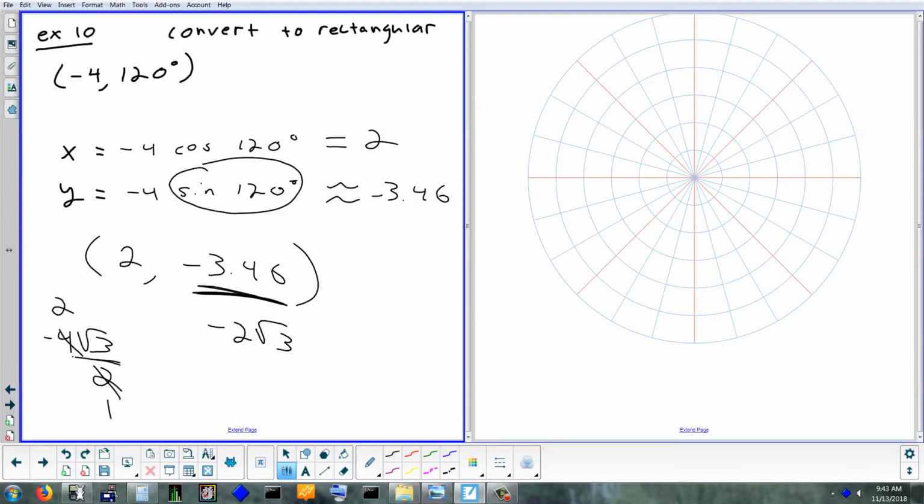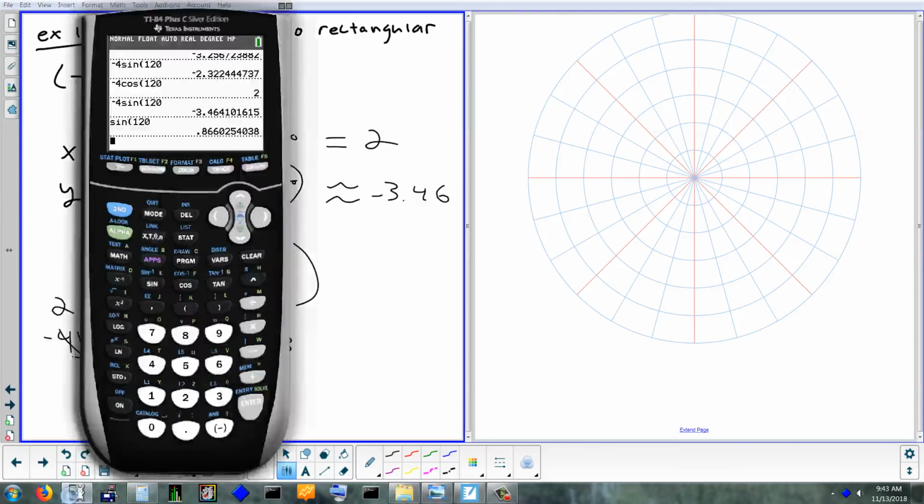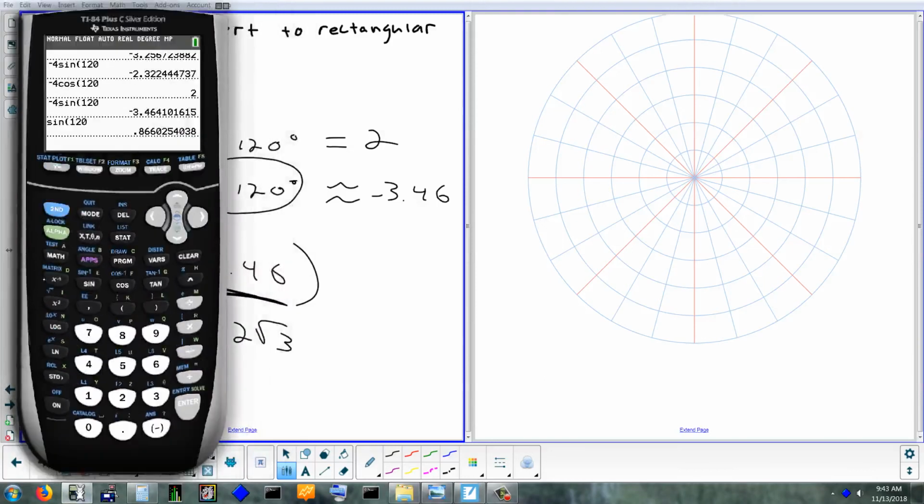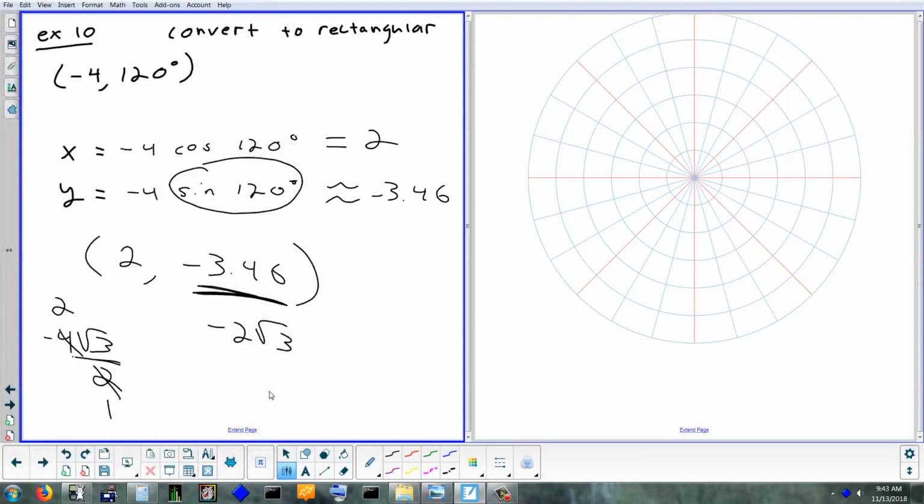-2 square roots of 3. That's the exact answer. But if you're like, wait a minute, I got -3.46, that doesn't look the same. Well, hold on, just type it in. -2 square root of 3, that's what they had on the test. And that's -3.46. It's exactly the same decimal that you got. Does that make sense? Yep. Okay, and you can't do that all the time. You can only do it if the angle is a multiple of 30 or 45.